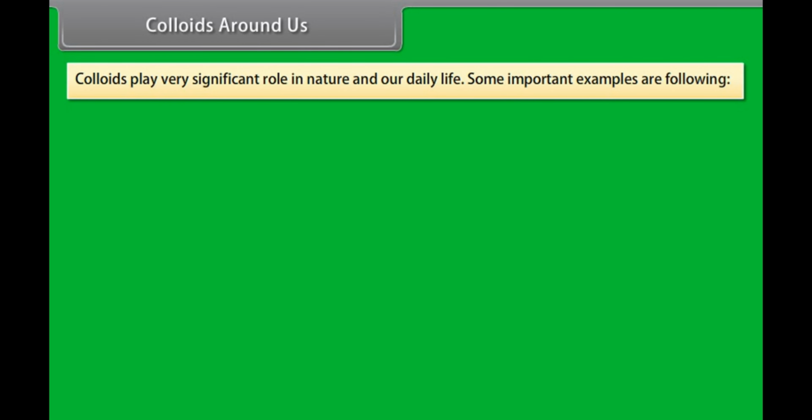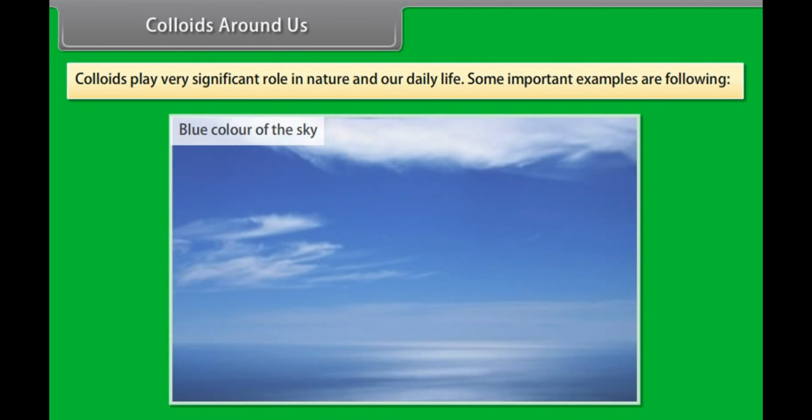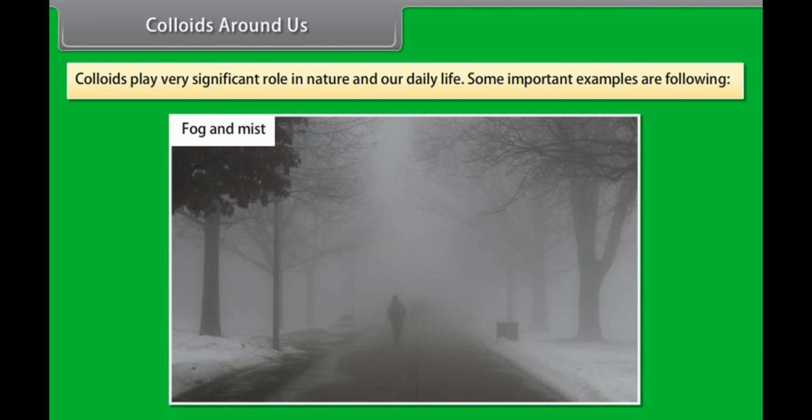Colloids play very significant role in nature and our daily lives. Some important examples are as follows. Blue color of the sky. It is due to scattering of light by colloidally dispersed dust particles in air that sky looks blue. Fog and mist. They are colloidal systems. When large mass of air containing dust particles cools below its dew point, the moisture present in the air condenses on the dust particles, forming fine droplets.